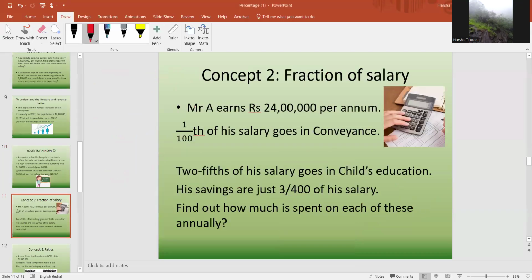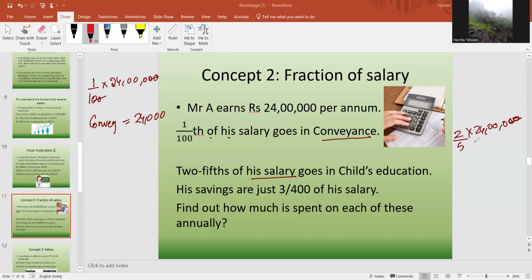Now, let's understand the concept of fractions in everyday life. Especially for HR, Mr. A earns 24 lakh per annum. 1/100th of his salary, so I calculate 1 by 100 of 24 lakh. That's a good 24,000 rupees. It goes in conveyance. So conveyance expenditure, 24,000. 2/5 of his salary. So let's calculate 2 by 5 of 24 lakh.